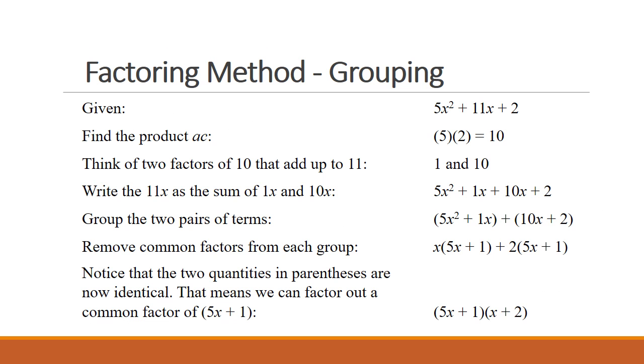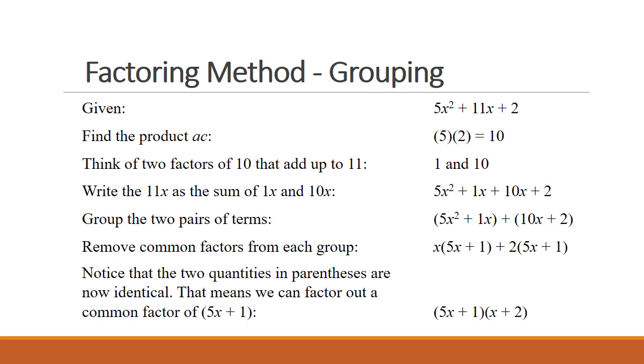Our third method for factoring is called grouping. And again, you want to pull out any common terms first. Now, this is going to start similar to the slide method. We're going to find the product of the first times the last, which is 10. We're going to think of two factors of 10, so two numbers that multiply to give us that 10, that will add up to our middle term, 11. Well, 1 plus 10 is 11, so we're going to use 1 and 10.